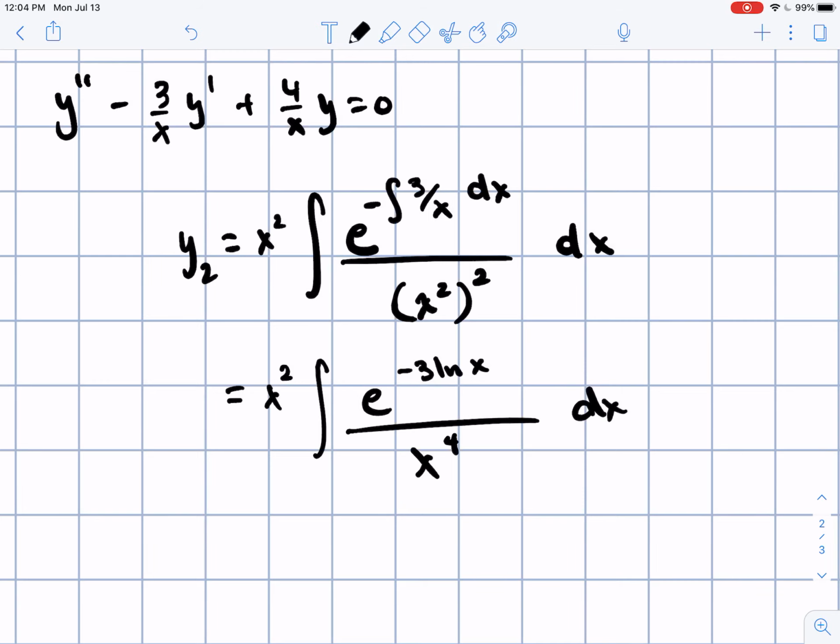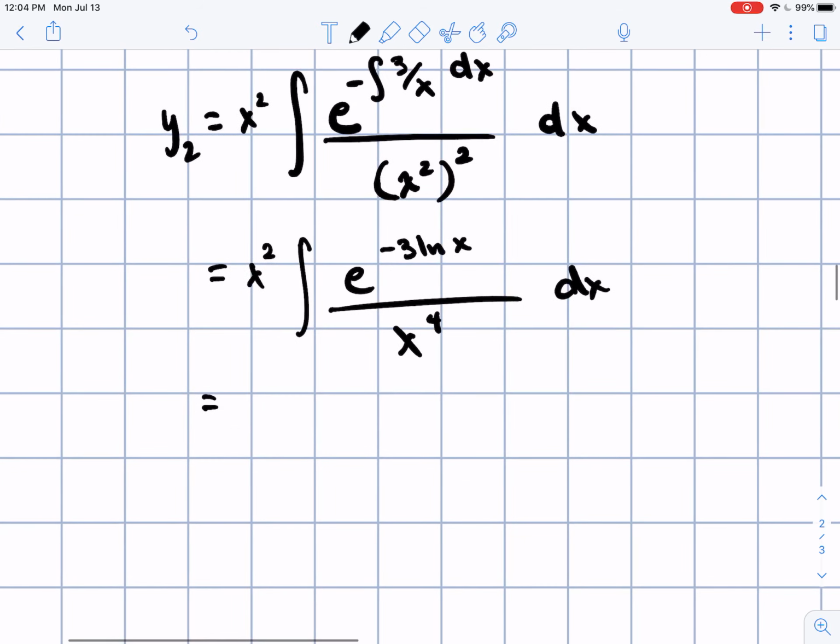So let's simplify that inside. So I get x squared times the integral, this is going to wind up being e to the ln x to the negative 3rd, which is just x to the negative 3rd. Oh, I messed up my sign.